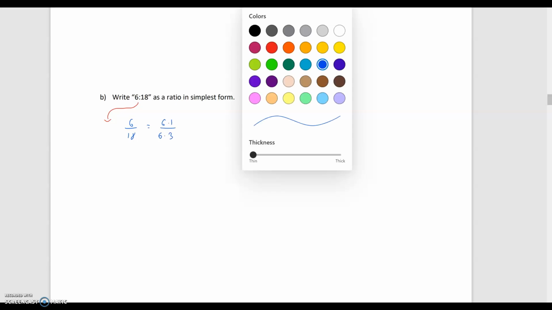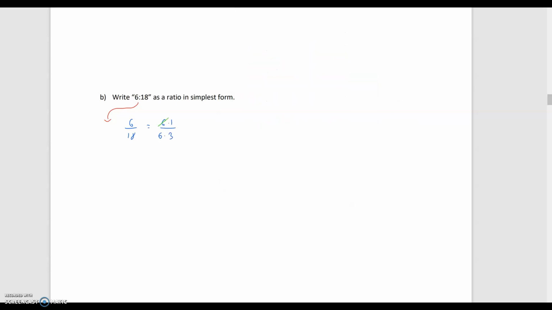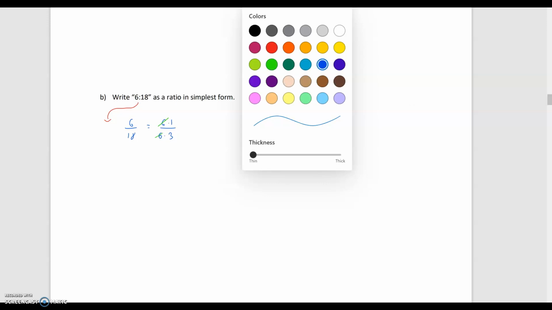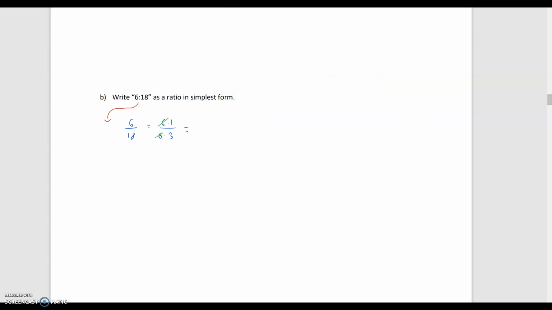Now, B doesn't have units. So in this case, this is just going to be 6 over the values of 18. That's a 6 to 18. And this is 6 times 1, and this is 6 times 3. And for this one, we can cancel the 6's. And our fraction in lowest terms is actually 1/3. Since they do mention a ratio, this will be 1 to 3.